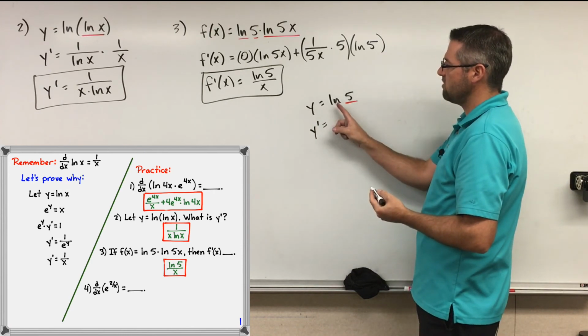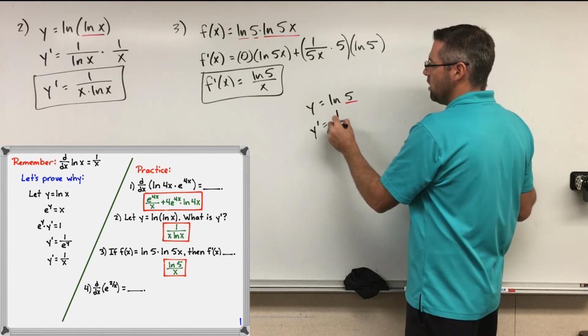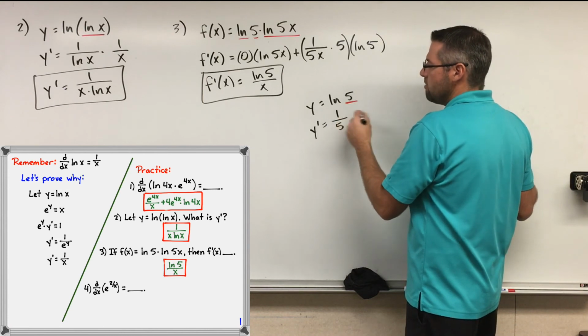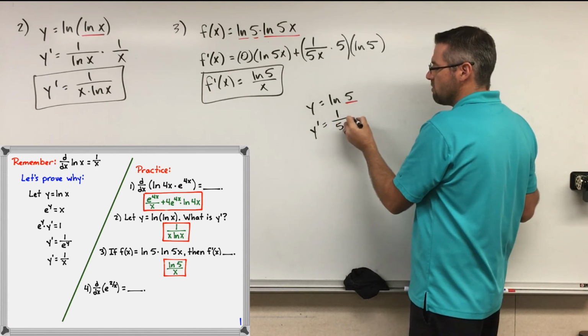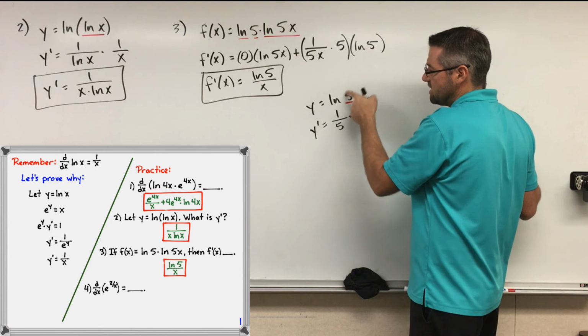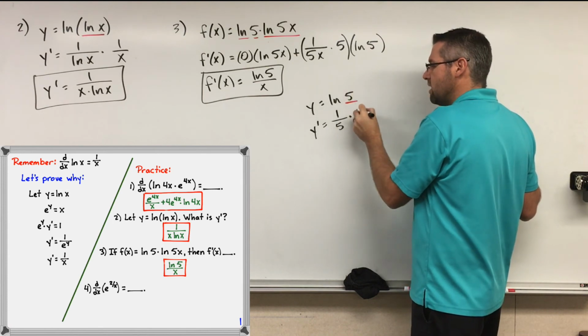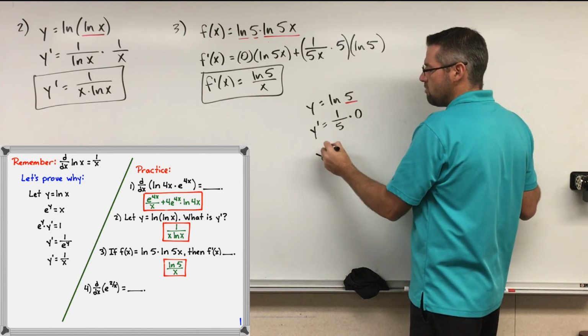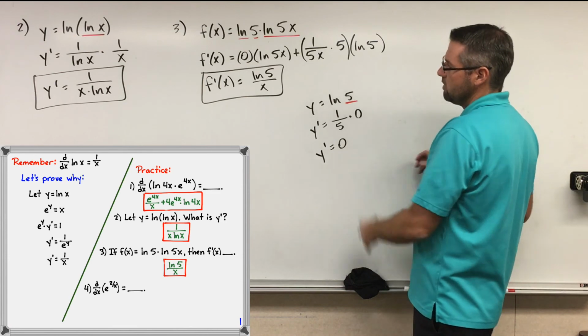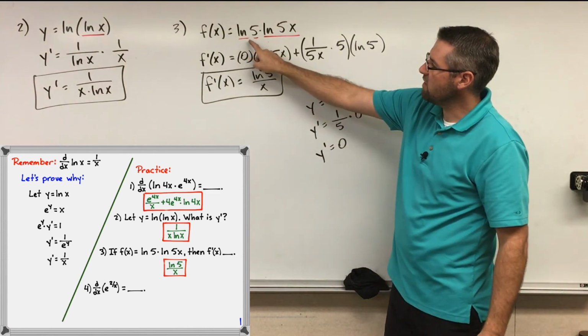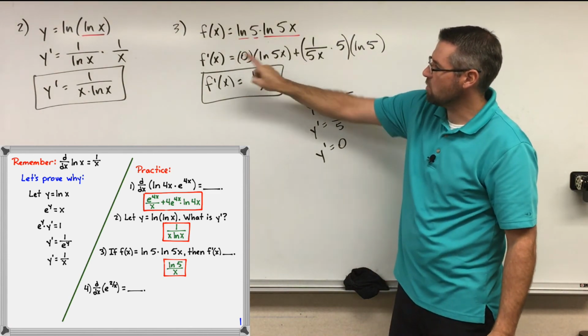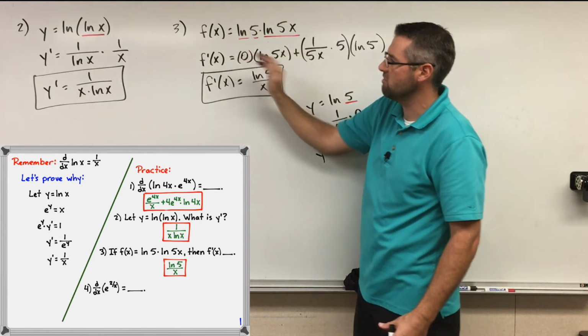What's the derivative of natural log of anything? Well, it's 1 over that anything. But then we have to apply the chain rule. So we'd have to multiply it by the derivative of that something. Well, what's the derivative of 5? It's 0. So y prime equals 0 ultimately. Okay? So the derivative of natural log of 5 is 0. It's a constant value, so the derivative is 0.